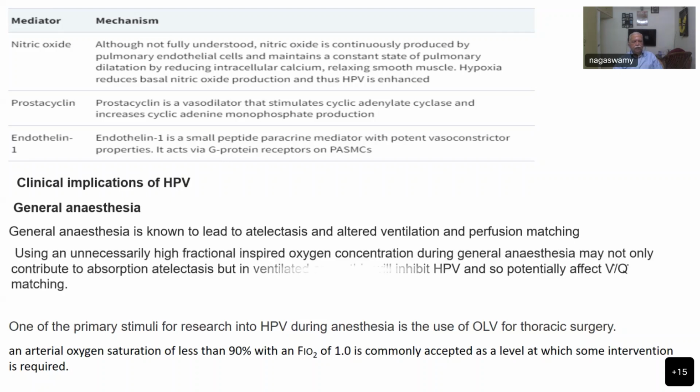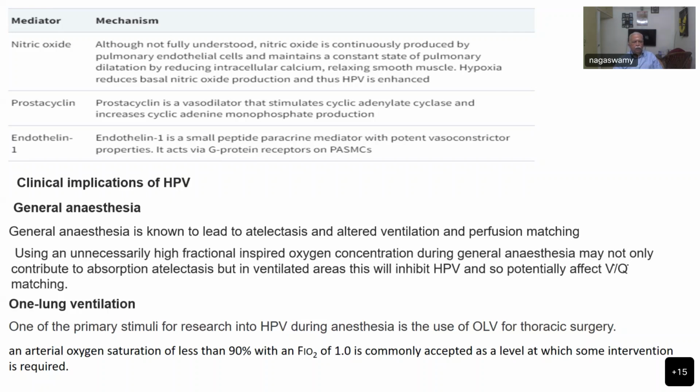So using an unnecessarily high fractional inspired oxygen concentration during general anesthesia may not only contribute to absorption atelectasis, but in ventilated areas, this will inhibit HPV, so potentially affect the VQ matching.